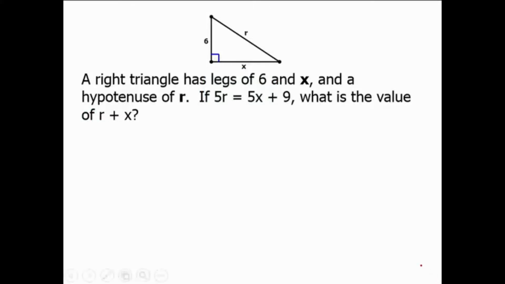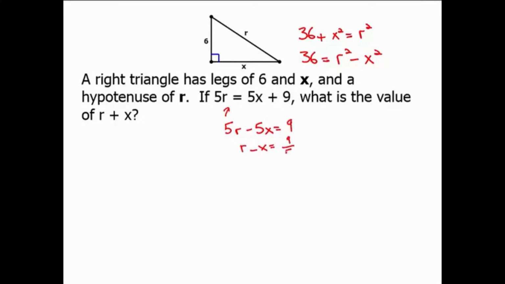This one looks like a hard one, but it has a very elegant solution. First of all, let's just state the Pythagorean theorem in the triangle. We get 36, which is 6 squared, plus x squared equals r squared. And for reasons that might not be apparent, I'm just going to write this as 36 equals r squared minus x squared. Well, this equation, I'm going to write this as 5r minus 5x equals 9, or r minus x equals 9/5.